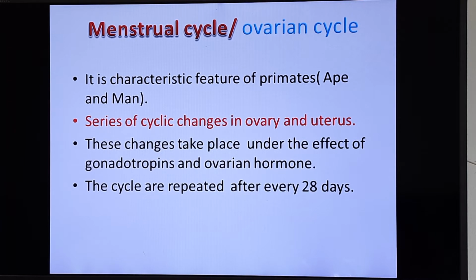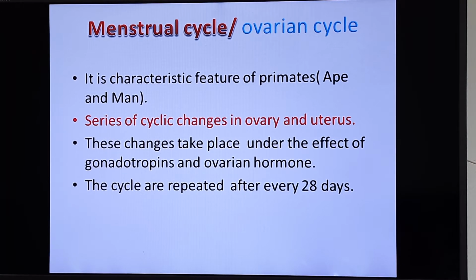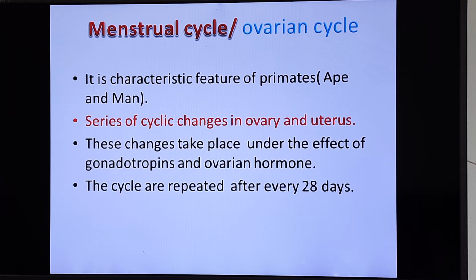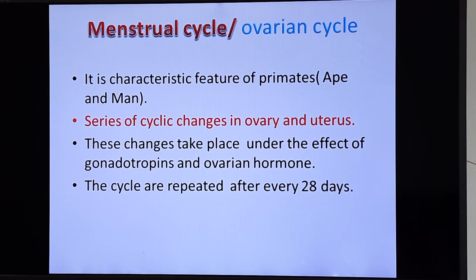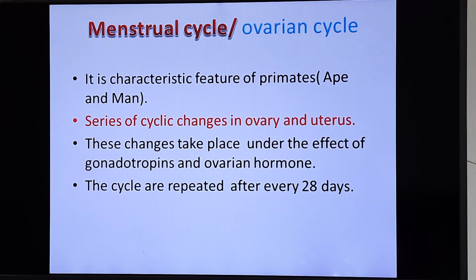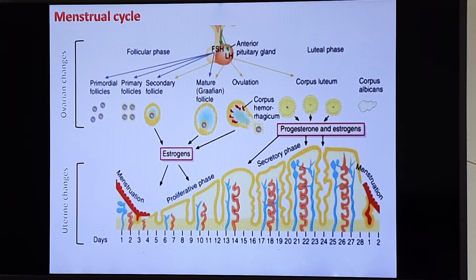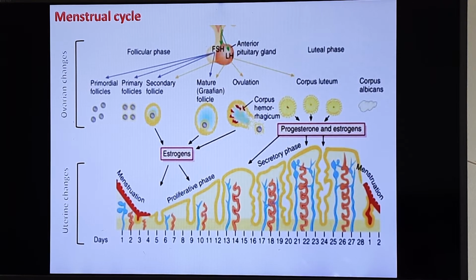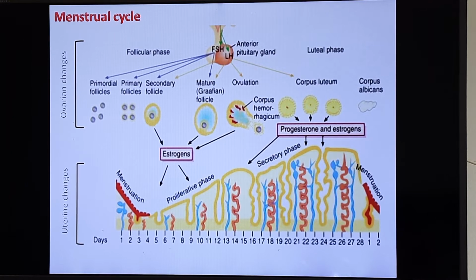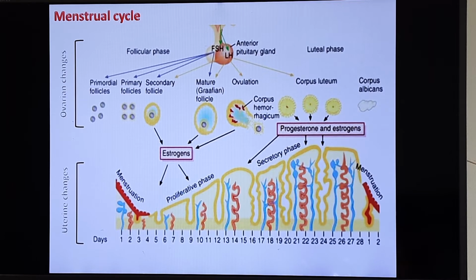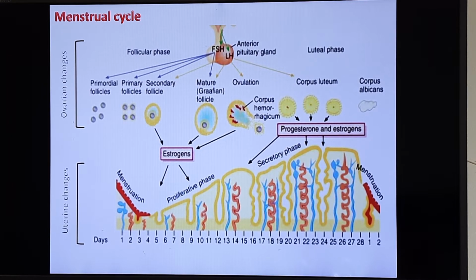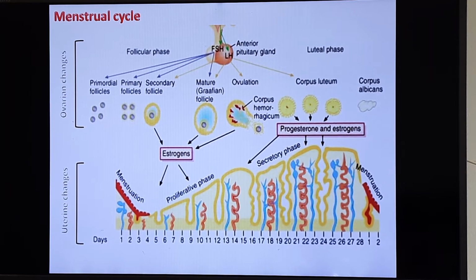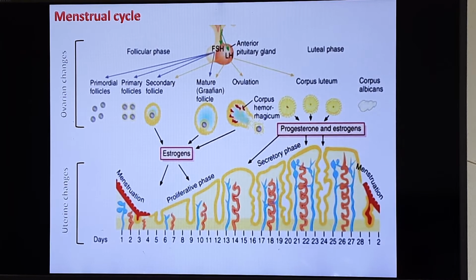The cycle is repeated after every 28 days in human beings if the hormonal balance is normal. For details of this cycle, look at the screen. Here is the diagrammatic representation of the menstrual cycle. This diagram clearly indicates the different phases occurring in the menstrual cycle. Generally, there are four phases.